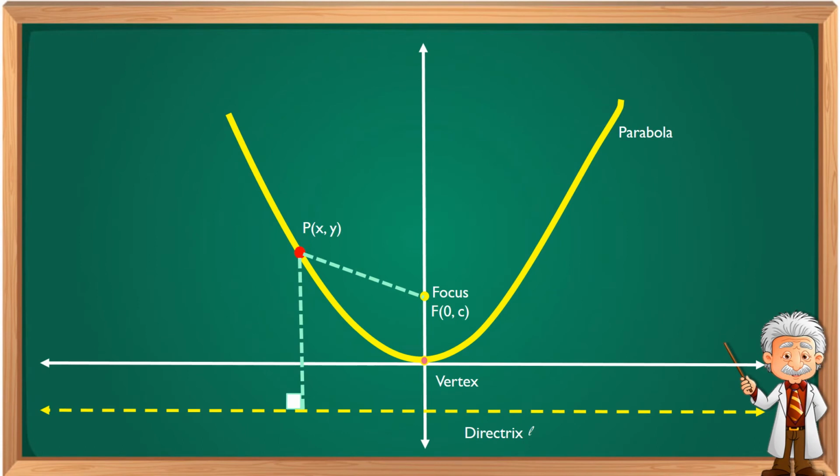Let's have this illustration for you to understand. So this is our parabola. It is given the vertex, the focus, the directrix, and point P. And our axis of symmetry is the pink line, which is the y-axis. The axis of symmetry of this parabola is x is equal to 0.